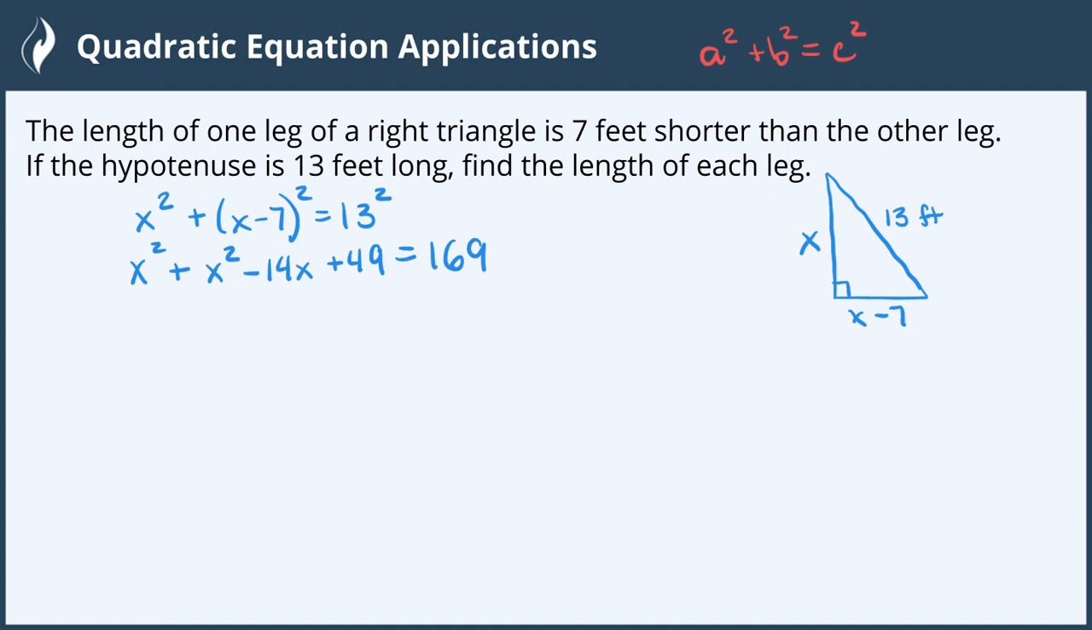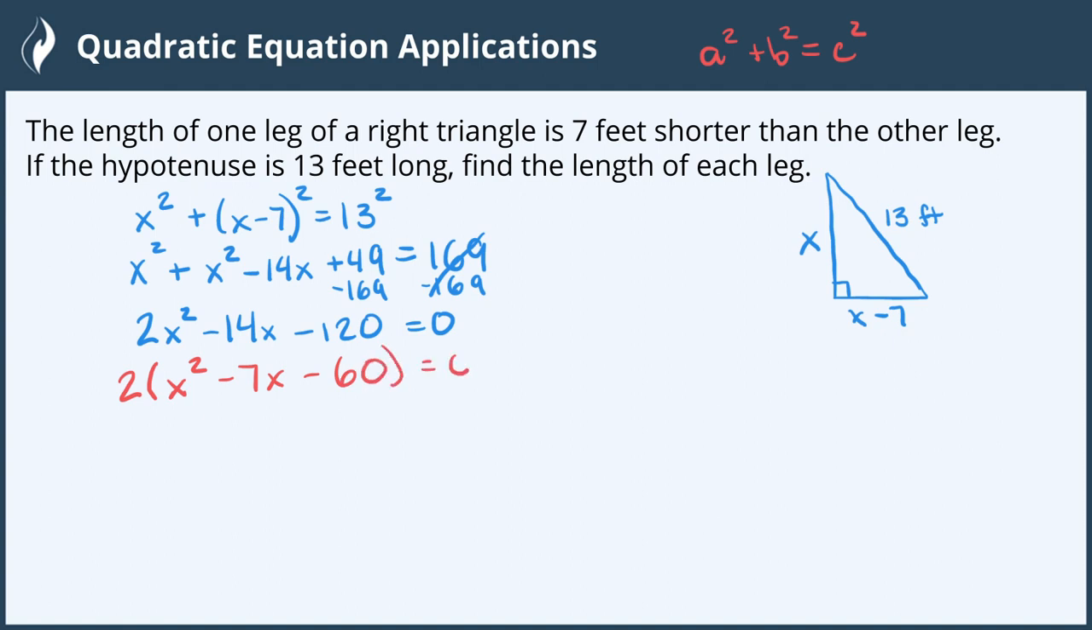Now let's go ahead and combine like terms. x squared plus x squared is 2x squared minus 14x. And then we can subtract 169 from both sides so that we combine the like terms there. 49 minus 169 is negative 120, and this equals 0. Now that we have a trinomial, let's start factoring, looking first for the greatest common factor. These are all divisible by 2, so we can factor out a 2, and we're left with x squared minus 7x minus 60 equals 0.